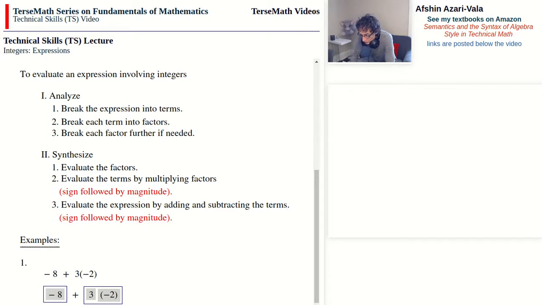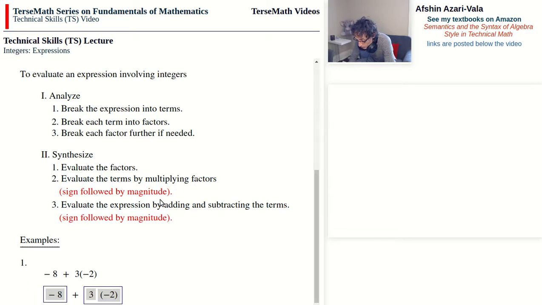So now we have broken the expression into terms, and we broke each term into factors. If we can break factors further, then we will do that, but in this case, there is nothing to do. Each factor is just a number, and there is nothing more we can do to that number on its own. Now we go to stage number 2 and synthesize. Evaluate the factors, they're already done. Evaluate the terms by multiplying the factors.